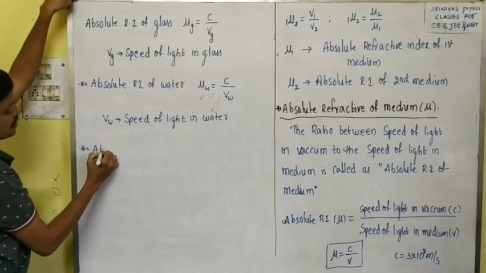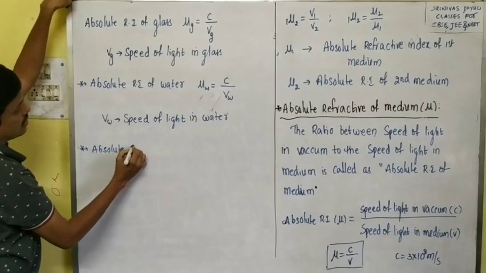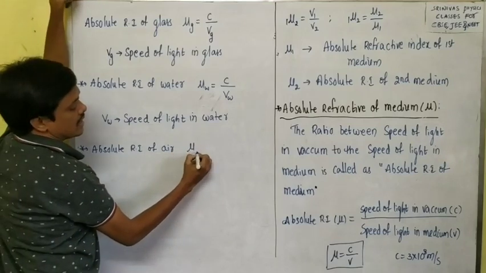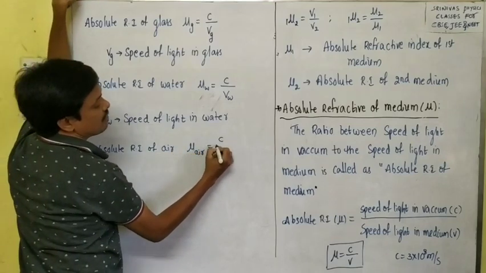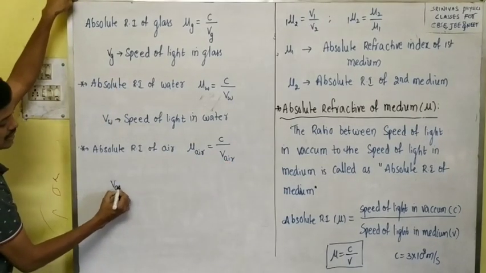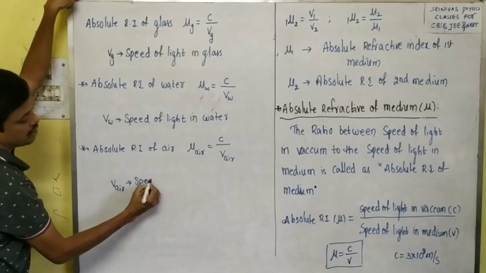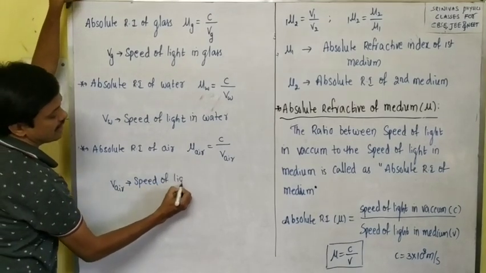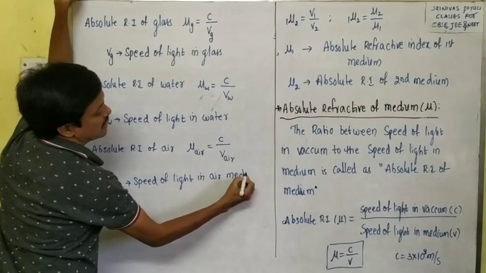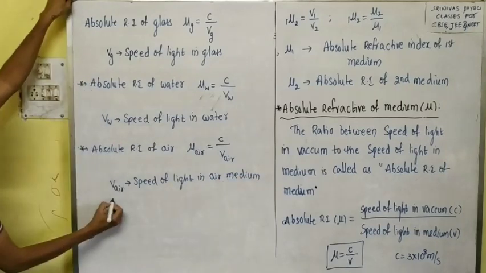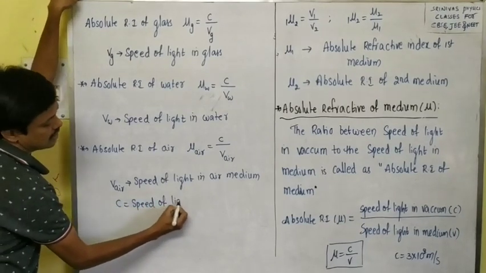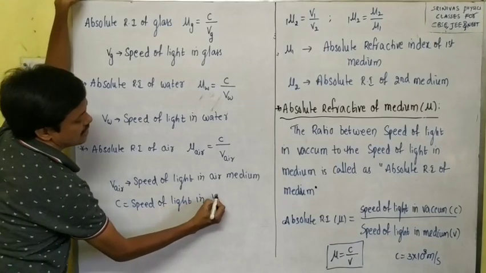And if you want the absolute refractive index of air, we write like this: mu air is equal to speed of light in vacuum by speed of light in air. What is v air here? V air is the speed of light in air medium. And in this, what is c? c is the speed of light in vacuum.